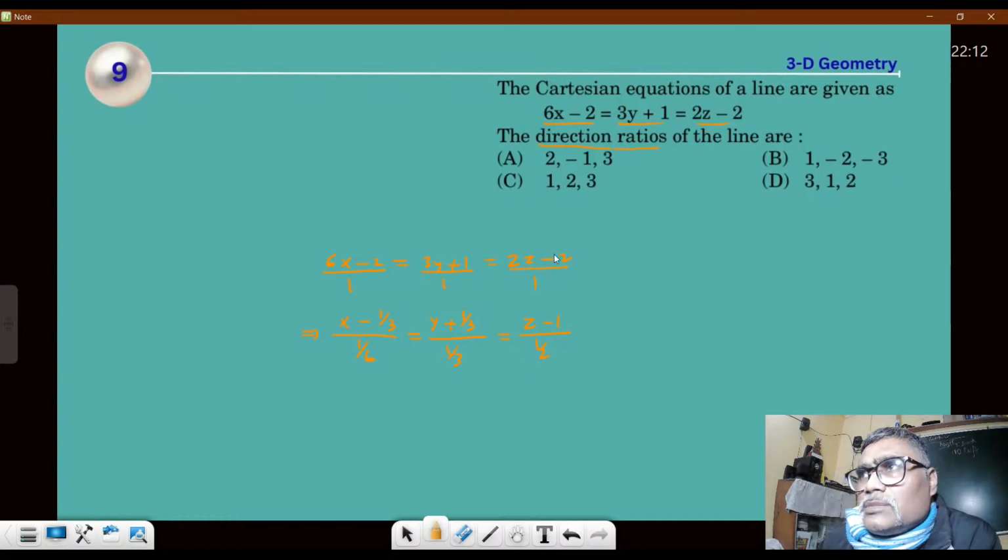None of these are matching with this, right? You may be in a fix. But actually, this is a trick because direction ratios are proportional. You make them integers by proper multipliers.